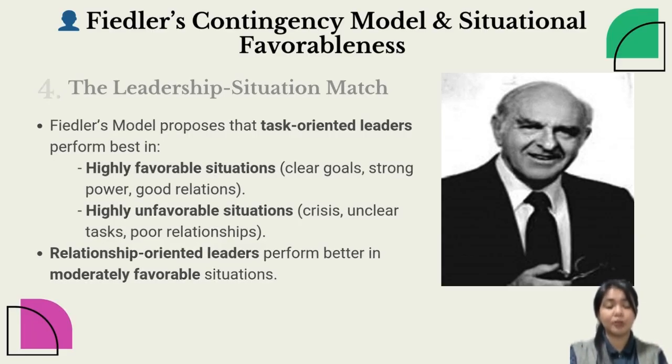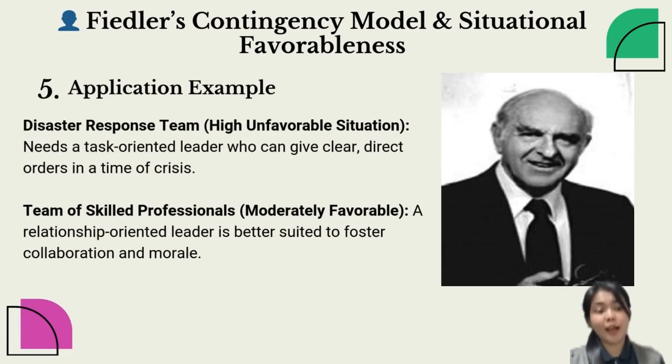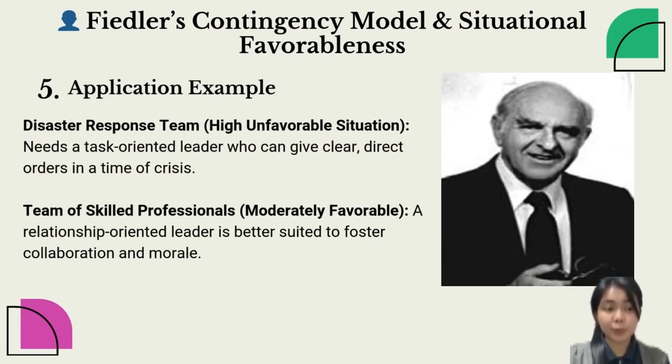than rigid control. For example, a fire chief during an emergency, with poor relations, an unstructured task, and weak power, is in an unfavorable situation. A task-oriented leader, with low LPC, would be more effective here. In contrast, a project team leader overseeing a group of professionals with good relationships and moderate ambiguity benefits from a relationship-oriented approach.